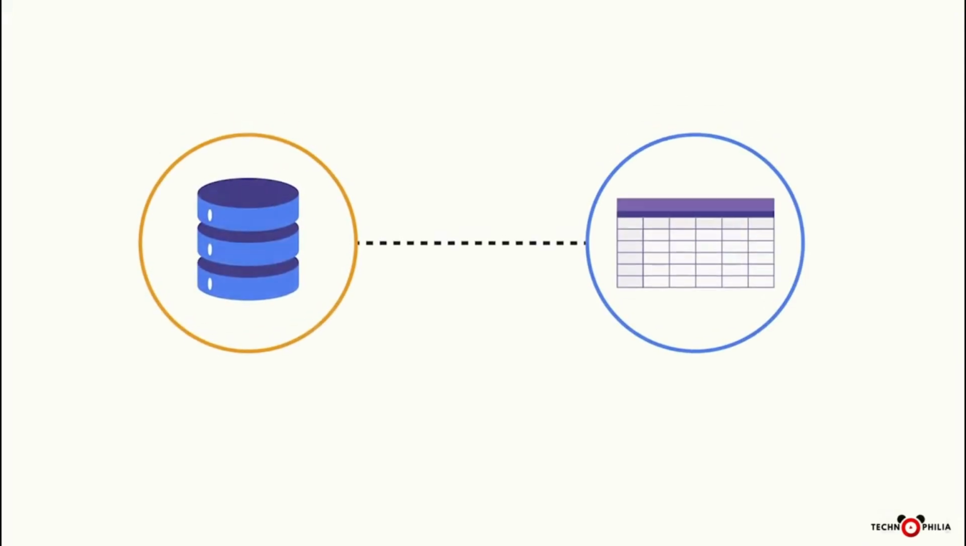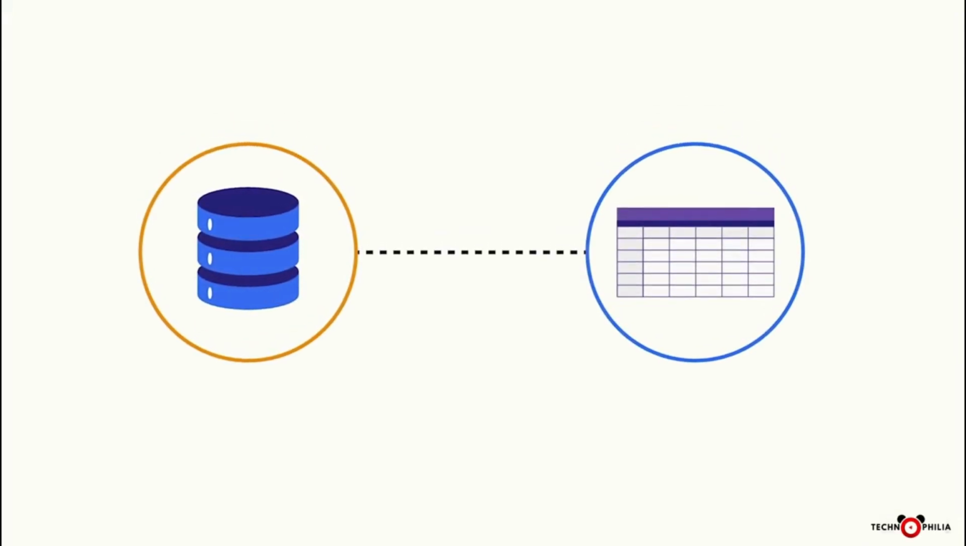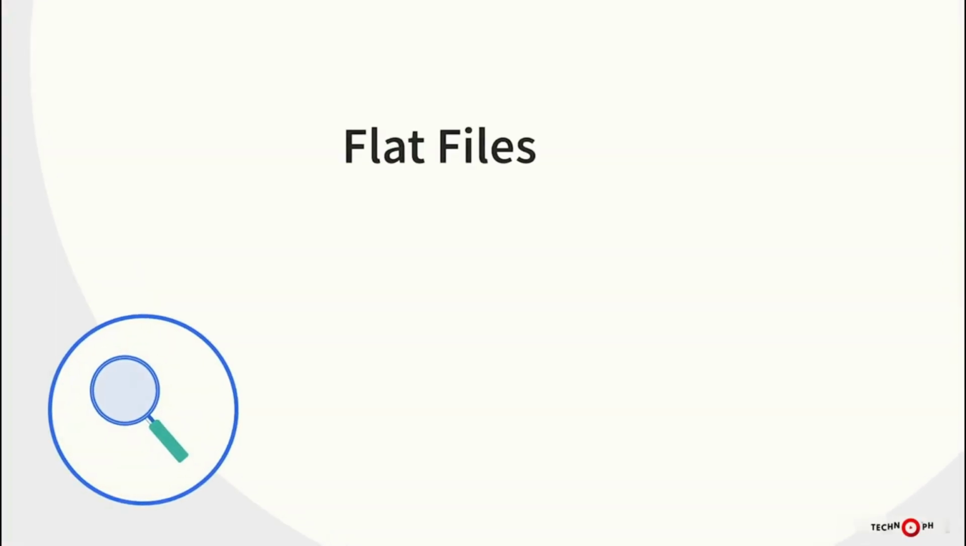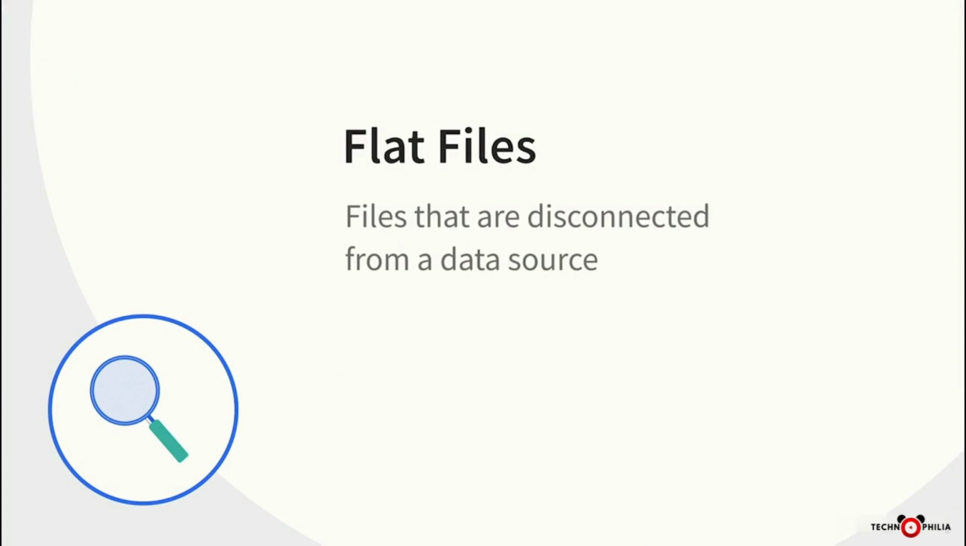People are not always able to directly connect to the back end of a database system, and sometimes they're limited to exports of the data, or they receive files that are in Excel format or CSV. I would refer to these as flat files, and they're disconnected from the data. So what do I mean by flat or disconnected data?